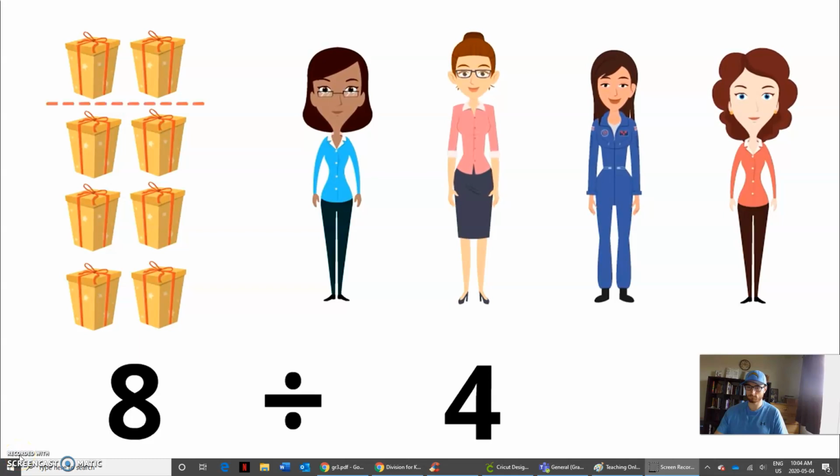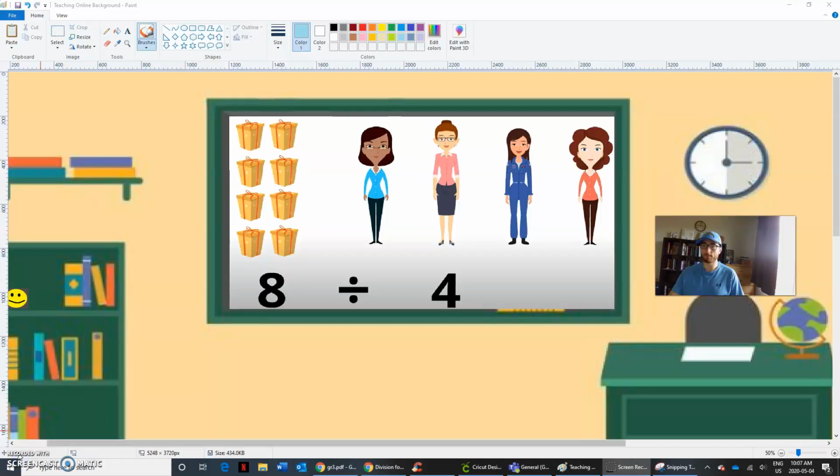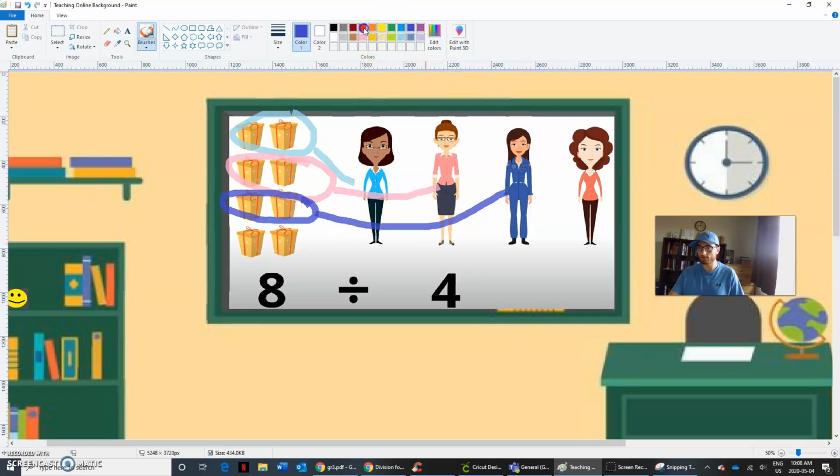So we have to break up or split these 8 presents up into 4 equal groups because each person needs to get an equal amount of presents. So let's do that. We give this person right here 2 presents. Over here, she gets 2 presents. And this lady over here, she'll get 2 presents. And right over here, she's going to get 2 presents as well.